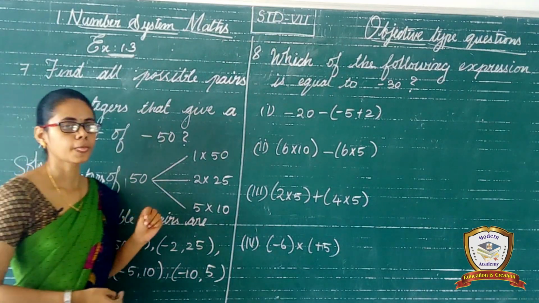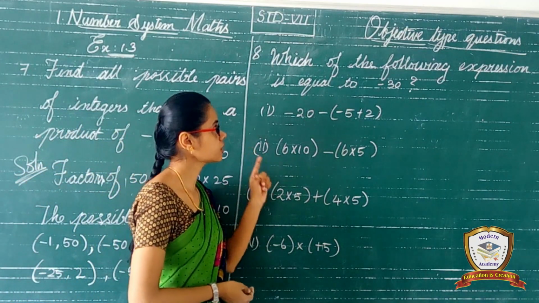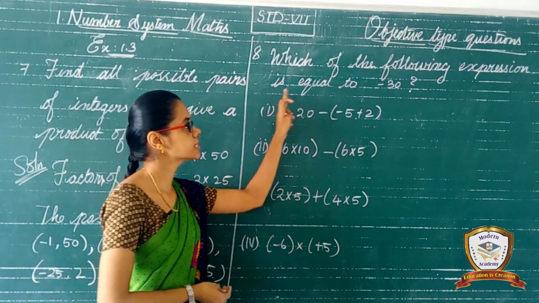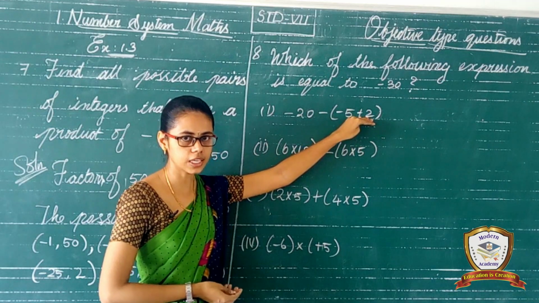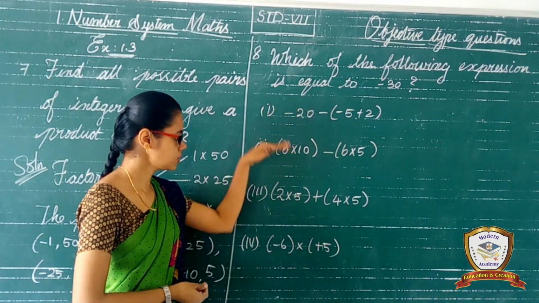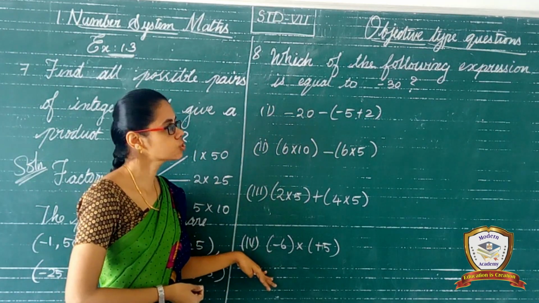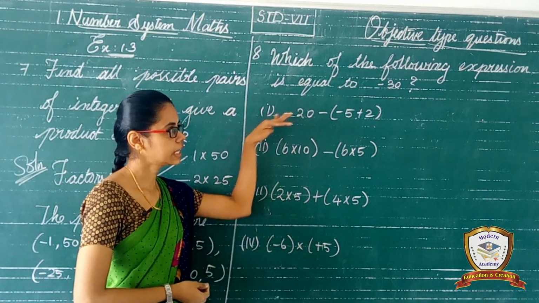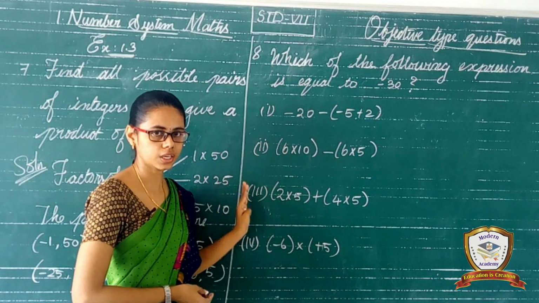Okay, next see the objective type questions. Let's see the 8th one. Which of the following expressions is equal to minus 30? See here, in the downside 4 options are there. So which option will come, the answer which is equal to minus 30? We have to check it.